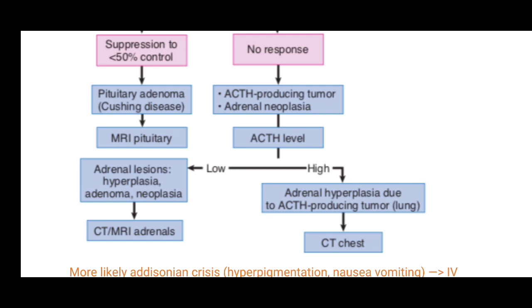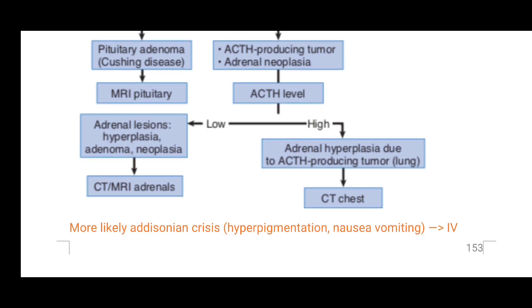And we check CT scan, MRI of the adrenals. In case of pituitary adenoma, we do MRI pituitary. In case of high ACTH and a negative high dose dexamethasone suppression test, then this should be a small cell carcinoma of the lung. We do a CT scan chest.